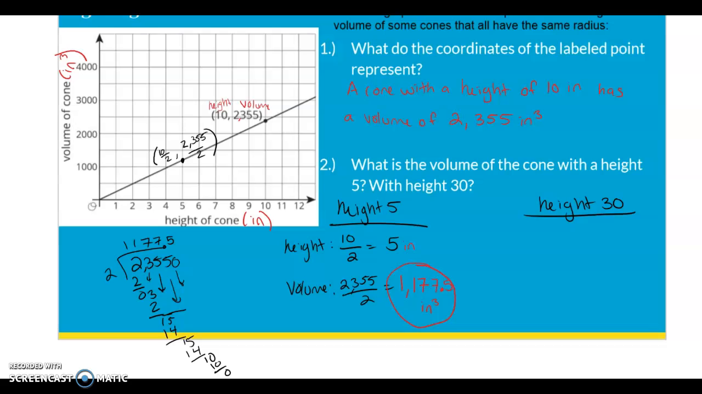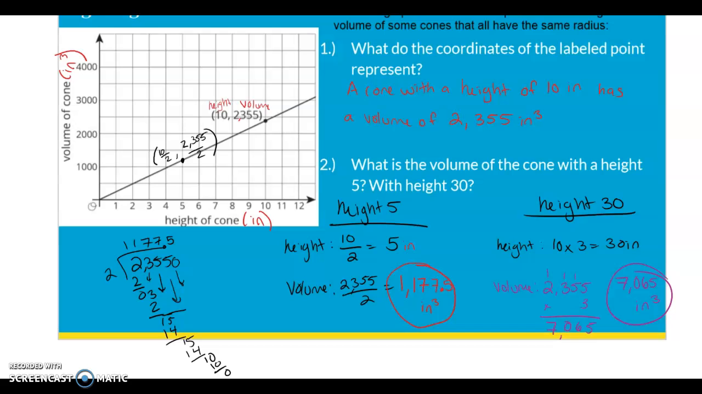All right, so now the cone with a height of 30, I'm going to increase. I can't see it. But what I know to get my height from 10 to 30 is multiply it by 3. So if I take my original height that I've dealt with and multiply it by 3, I'll get that 30-inch height. Now that means I can do the exact same thing with that volume of 2,355. If I multiply it by 3, I get 7,065 inches cubed.